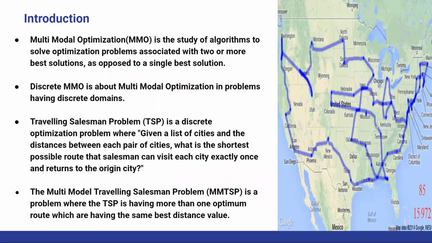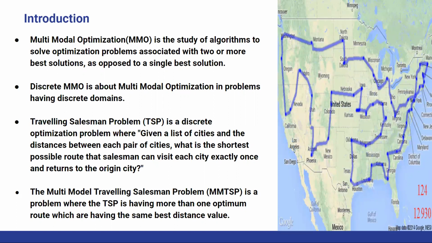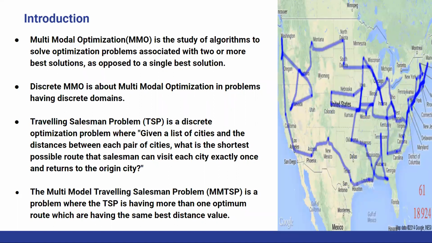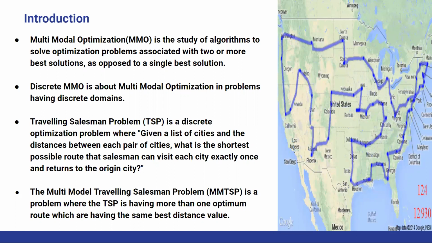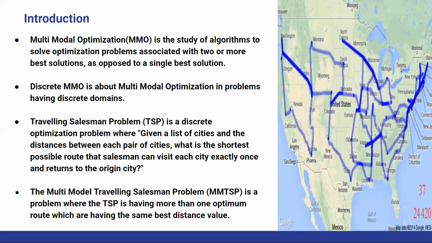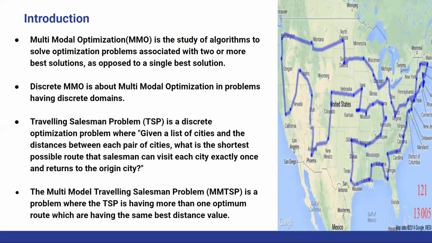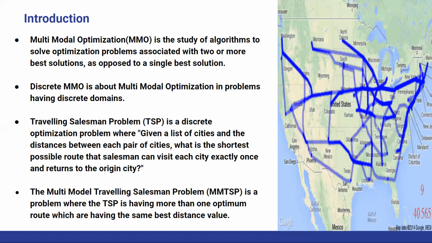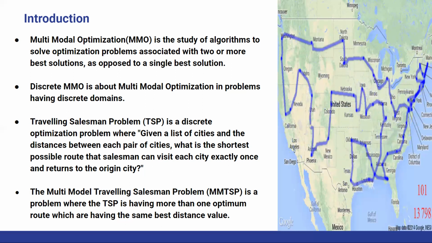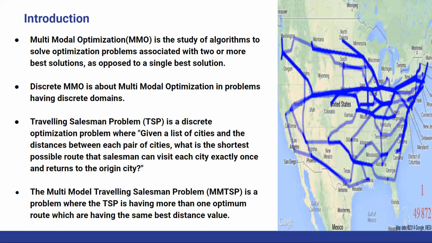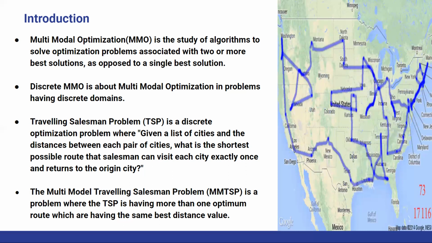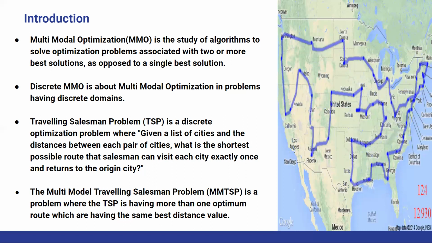It is the study of algorithms to solve optimization problems associated with two or more best solutions, as opposed to a single best solution. It is mainly divided into two parts, discrete MMO and continuous MMO. If a multimodal optimization problem has a discrete domain, then it is called discrete MMO.